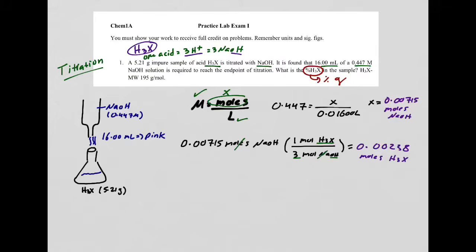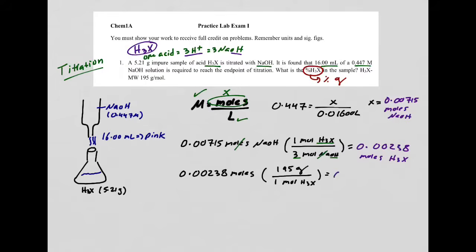Now the last part, they ask you for percentage of the acid. We said percentage is a gram percentage. Percentage usually means gram percentage. I have the moles. What I need to do is convert the moles to grams. You know how to do that. How do I go from moles to gram? I use molecular weight. The molecular weight of the acid is given to you in this problem. 1 mole of H3X, they say, is 195 grams, okay?